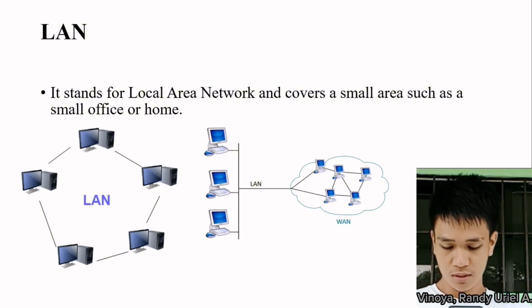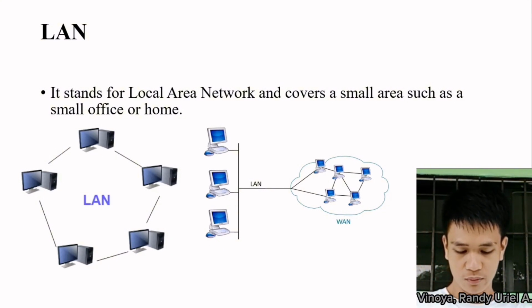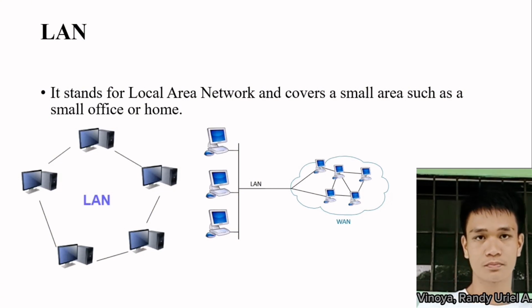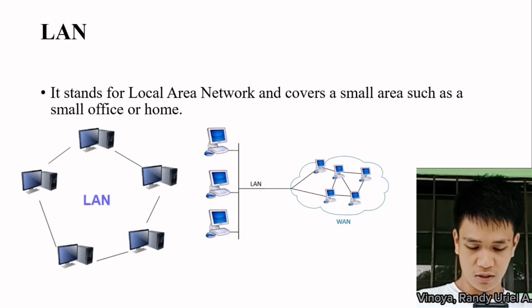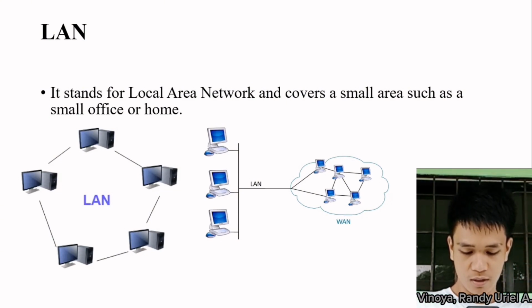LAN. It stands for Local Area Network and covers a small area such as a small office or home. A LAN is the opposite of a WAN. If the WAN covers a wide area, the LAN on the other hand covers a small area.